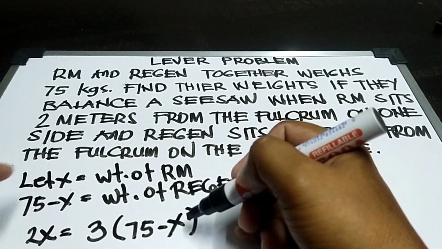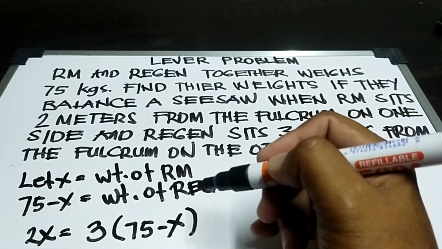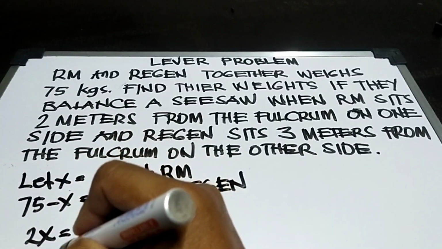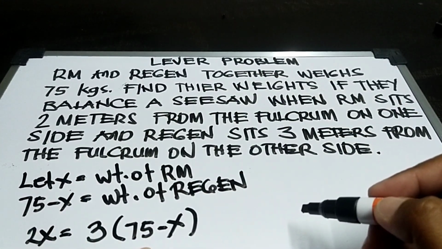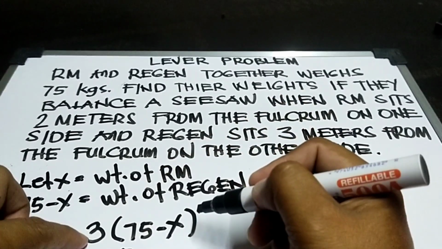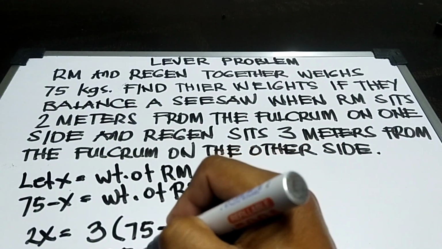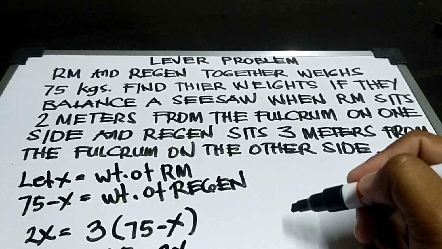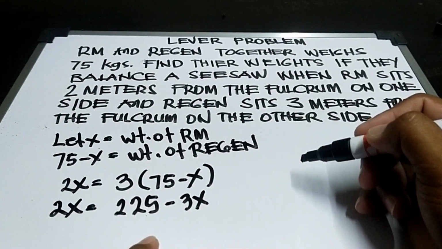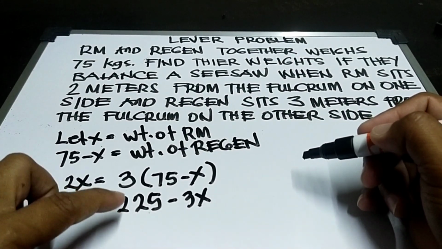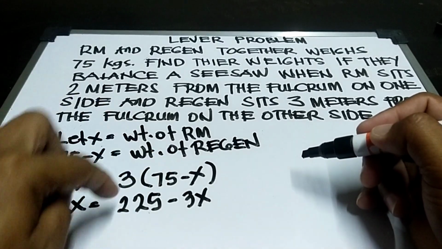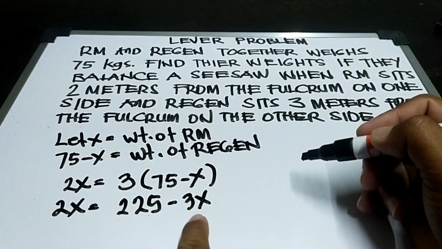Then we have to simplify this equation. This is equal to 2x on the left. On the right, 3 times 75 is 225, and 3 times x is minus 3x. So 2x equals 225 minus 3x.